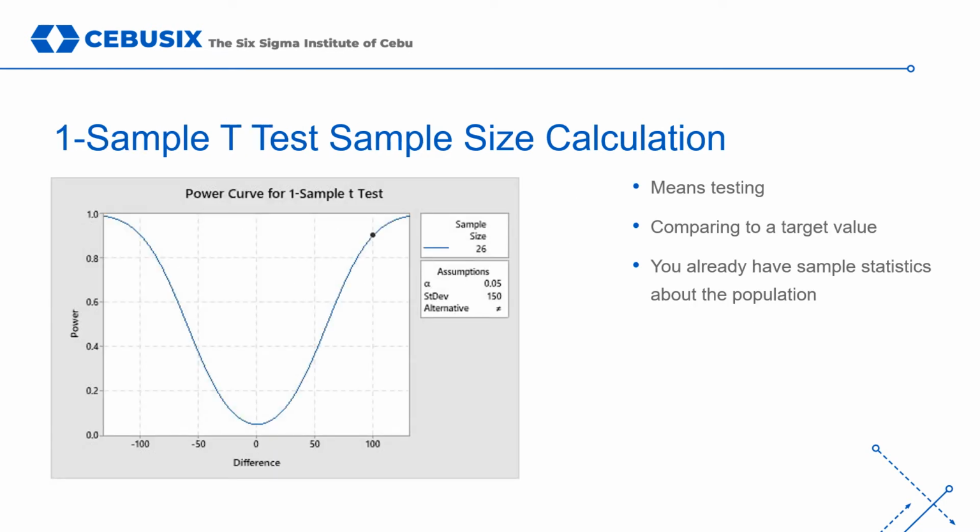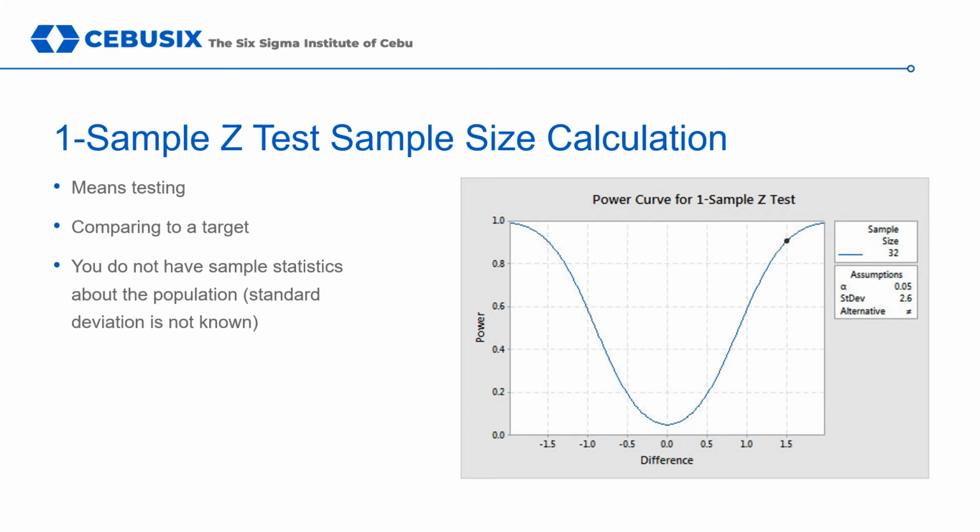In order to determine the sample size for the one sample t-test, we could manually calculate this value or simply use Minitab to calculate it for us. If you choose to go the manual route, then the sample size is equal to the sample mean minus the proposed constant for the population mean, which is divided by the sample standard deviation divided by the square root of the sample size. The one sample t-test is for testing means and is used to compare the sample against a target value. In order to conduct this test, you should already have sample statistics about the population.